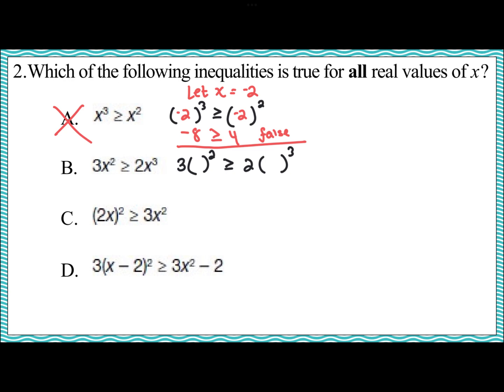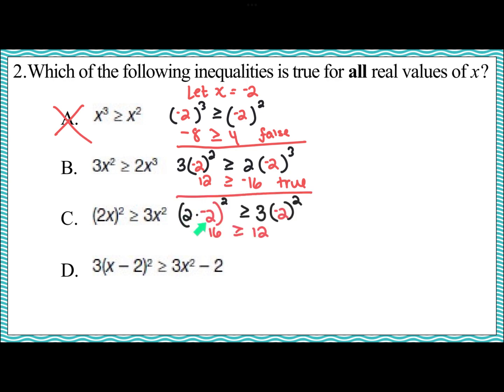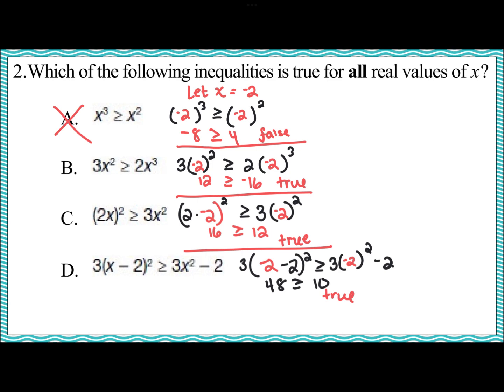Now I try B. Notice that I only put my parentheses where the variable was. You can then type in this entire expression into the calculator and let it do the work. This one is true. So it might be B, but I should check C and D. And when I do this, I get 16 is greater than or equal to 12, so true. So lastly, I'll try option D. And I get 48 is greater than or equal to 10, which is also true. So I've only eliminated one choice.